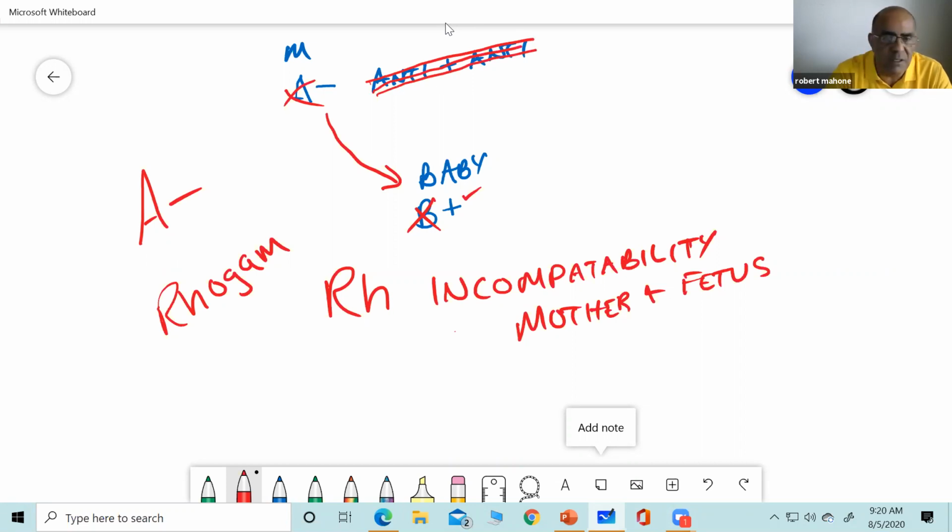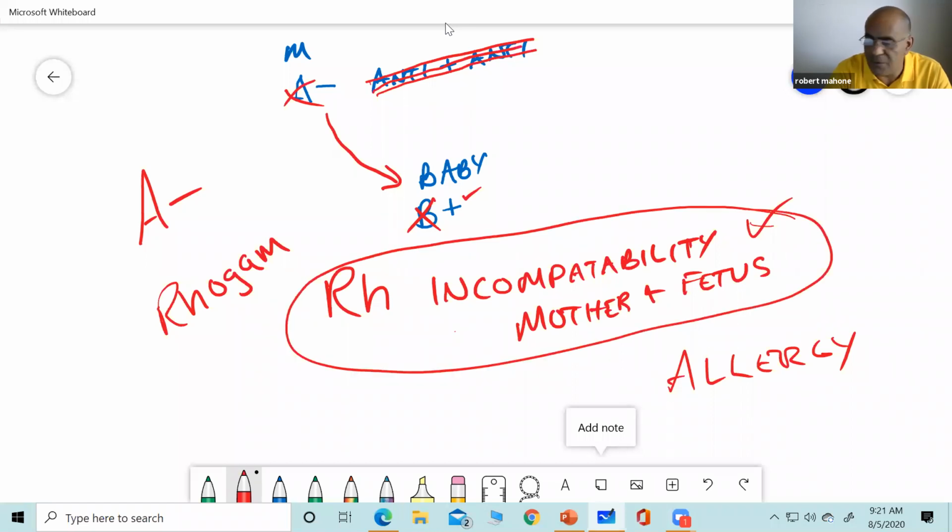You see this RH incompatibility between the mother and the fetus, that's an allergy, believe it or not. And do you remember the rule for allergies? You can't be allergic until you've been exposed at least once. So this will not happen on the first pregnancy. Only the next one. So the RhoGAM shot is not to protect this baby, it's to protect the next one.